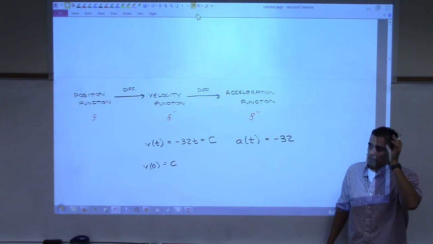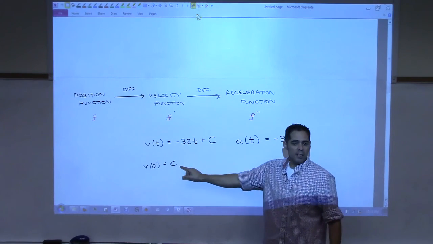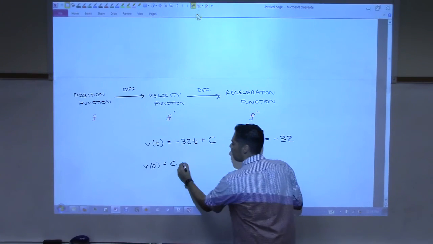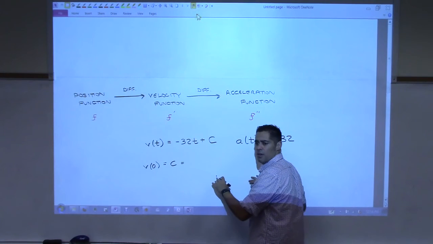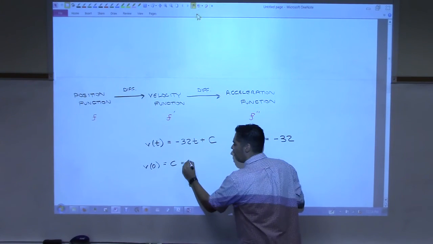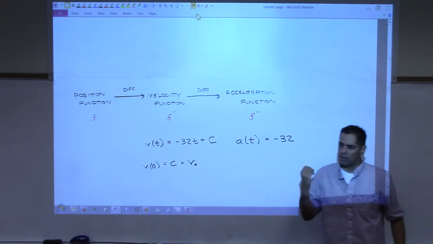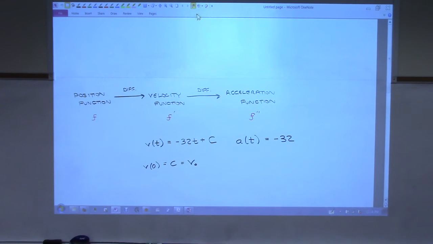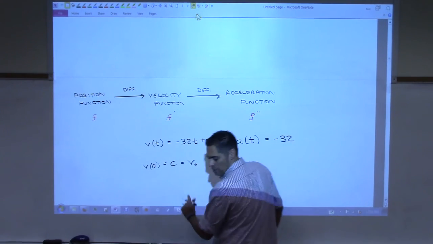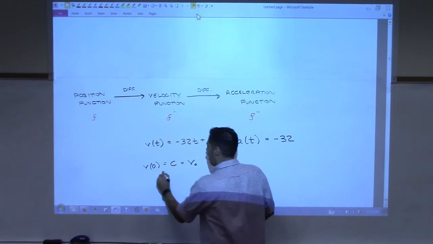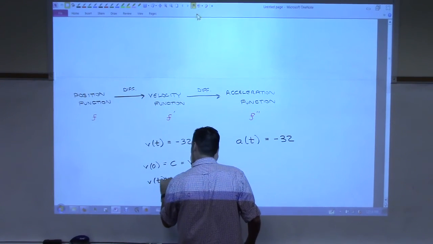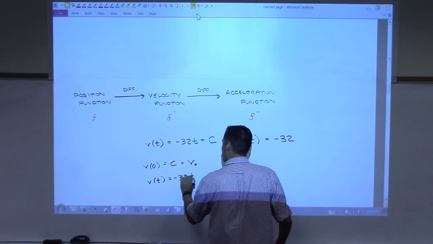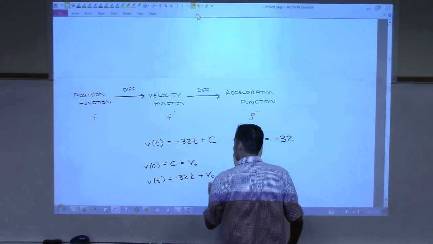Wouldn't it? So why don't we call this c something very special? Why don't we call it the velocity at 0, v naught, the initial velocity? So we just call that c something now. Make sense? V naught. You all okay with that? All right, so really right now, we're at v of t is equal to negative 32t plus v naught.